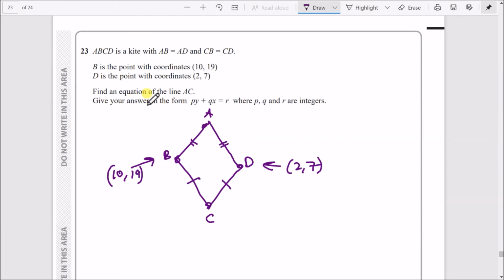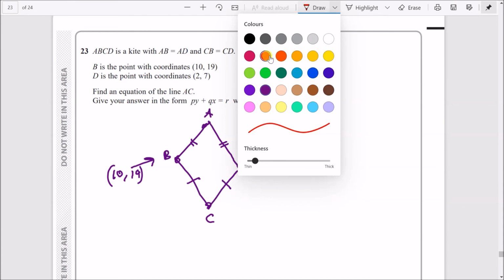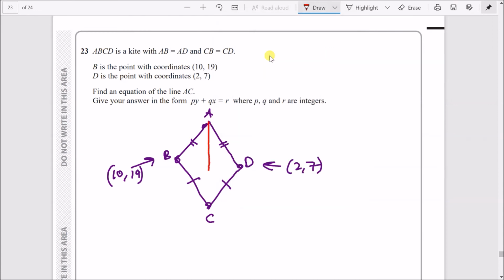Now find an equation of the line AC. So AC. Okay, so it's a straight line going down here. So we're talking about cutting it straight across. Okay, AC.